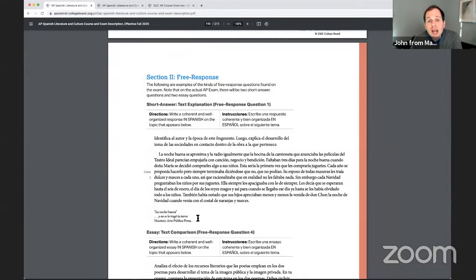Now in the free response, you are playing a different game. Get that break, and then you come in. You have to write a coherent, well-organized response in Spanish on the topic that appears below.